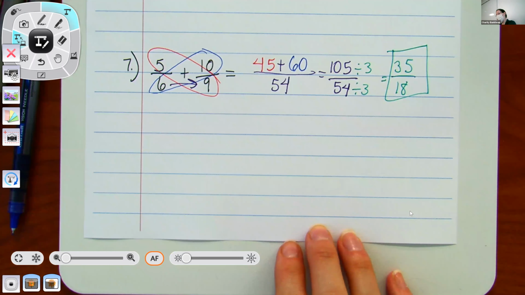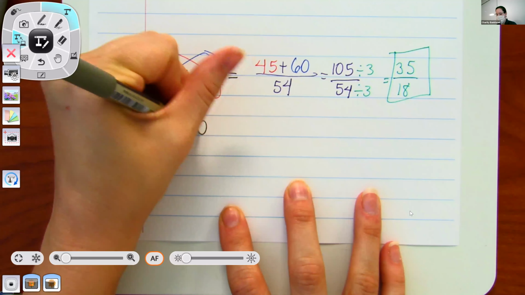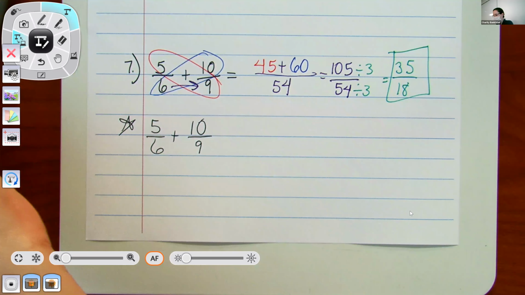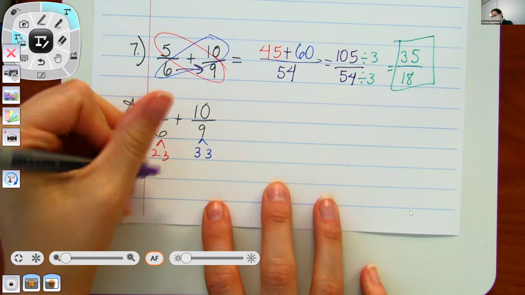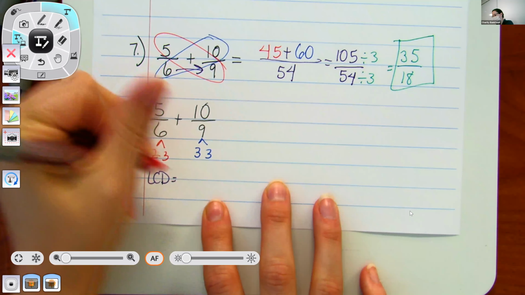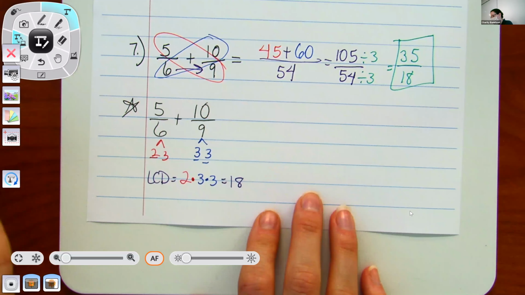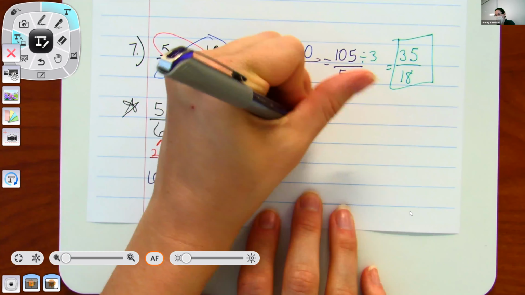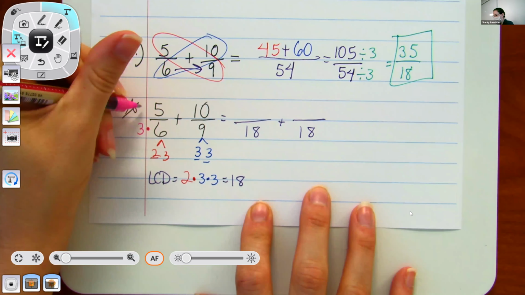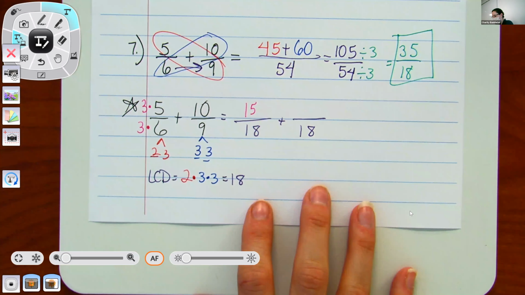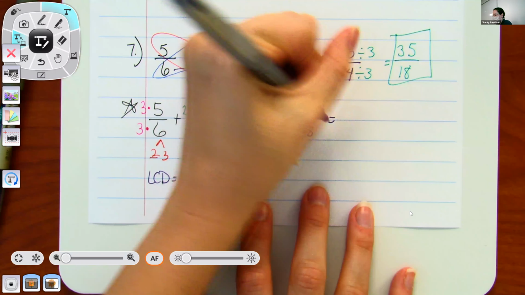And I'm going to do that same problem using the LCD so you can see the comparison. If we wanted to find the LCD of those two, using factor trees, that's 2 and 3, and that's 3 and 3. So for the LCD, we need 1 factor of 2 and 2 factors of 3. When we multiply those together, that equals 18. So we would rewrite the problem using 18 as the common denominator. Then we would ask, what do we have to multiply by 6 to get 18, which is 3, and 3 times 5 is 15. And what do we have to multiply by 9 to get 18? That's 2, and 2 times 10 is 20. And then we add them together, and that gives us 35 over 18.